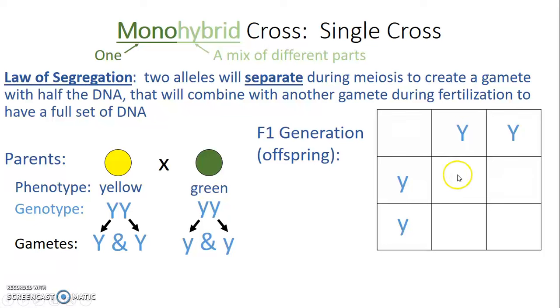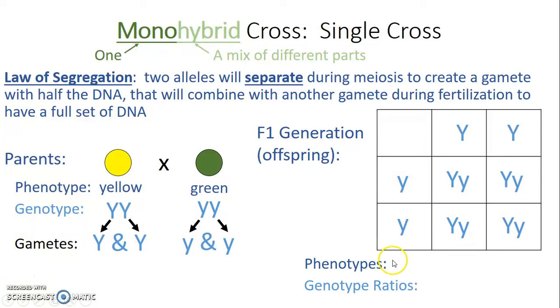So when we cross these, I'm going to take this box and bring this Y down here, and I'm going to bring this Y over to this box. So this will now have the genotype that is heterozygous, capital Y, little y. And I'm going to do the same thing over here. Again, capital Y, little y. Down here, capital Y, little y. And then lastly, it is also capital Y, little y.